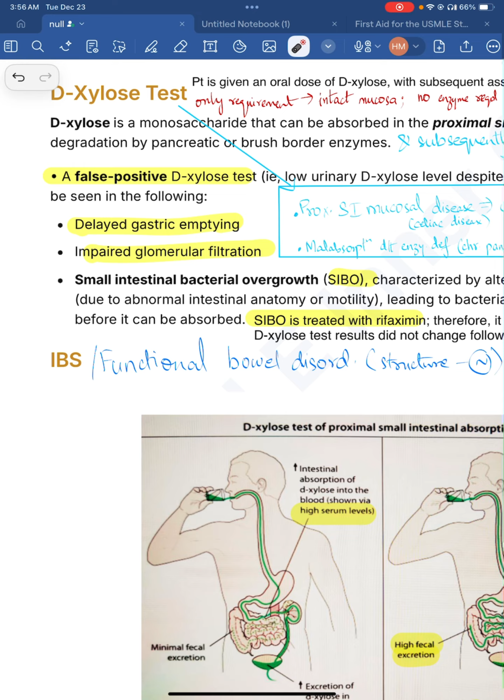Another thing where you can find a false positive D xylose test is impaired glomerular filtration. Your kidneys are bad and they do not filter, and hence your urine levels are low. The third place where you find a false positive D xylose test is SIBO, that is small intestinal bacterial overgrowth.